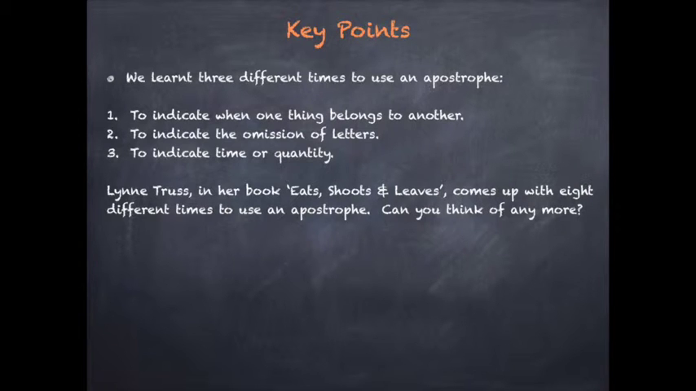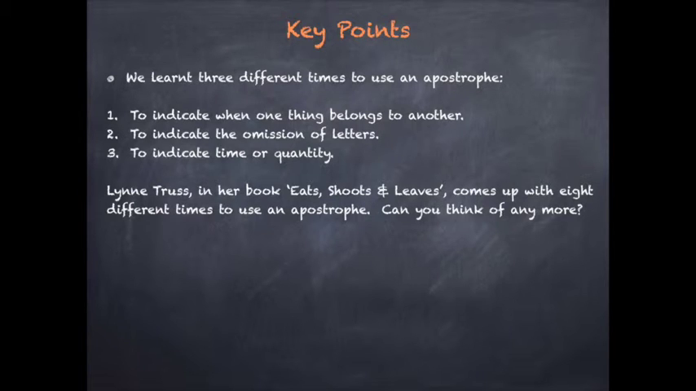So the key points we've covered in today's lesson. We learnt 3 different times to use an apostrophe. 1, to indicate when one thing belongs to another. 2, to indicate the omission of letters. And 3, to indicate time or quantity.